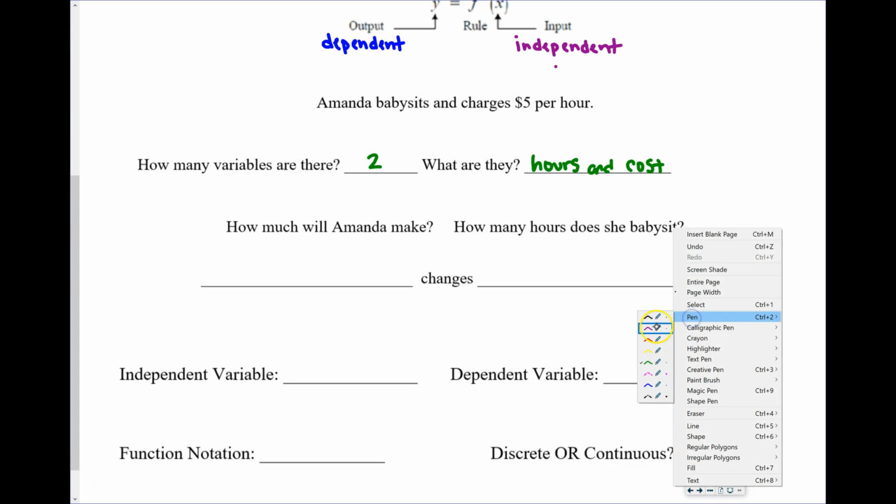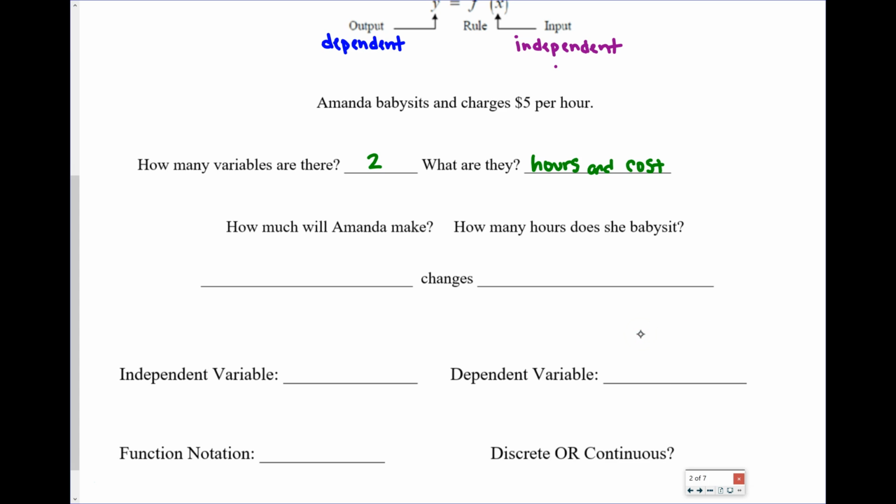Now this next question is asking, how much will Amanda make and how many hours does she babysit? How much Amanda makes, that's an interesting question. I don't know how much she makes. It depends on how many hours she babysits. So I'm using this word changes to think about the problem. Here's where we think about what changes what. The hours that you're gone changes how much money she's going to get. It changes her income. It changes the cost. In fact, let's write cost to make it more clear. So the hours changes the cost.